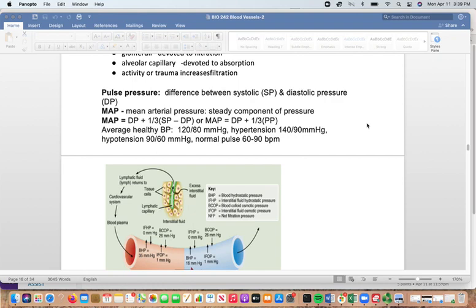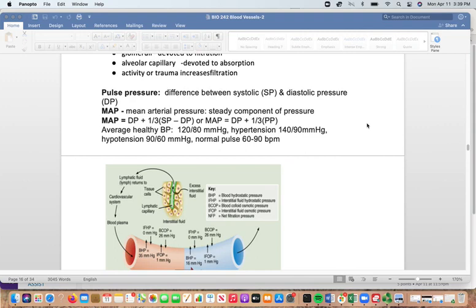So remember, systolic pressure is the pressure when the heart is contracting, and diastolic is the pressure when the heart's relaxing. So your mean arterial pressure is going to be the steady component of the blood pressure. The way that we can calculate this is taking your diastolic pressure plus 1/3 of the systolic minus the diastolic pressure. So an equation that would summarize this would be your mean arterial pressure is dP plus 1/3 of your pulse pressure.